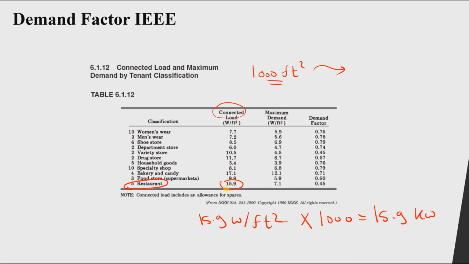Since all of these loads are not going to work at the same time, the demand factor according to IEEE for this application, restaurant, will be 0.45. So when I design my panel, or my transformer for a building consisting of a restaurant, for the restaurant alone I would take this load and multiply it by 0.45 to get the demand load. That's how you can apply this.